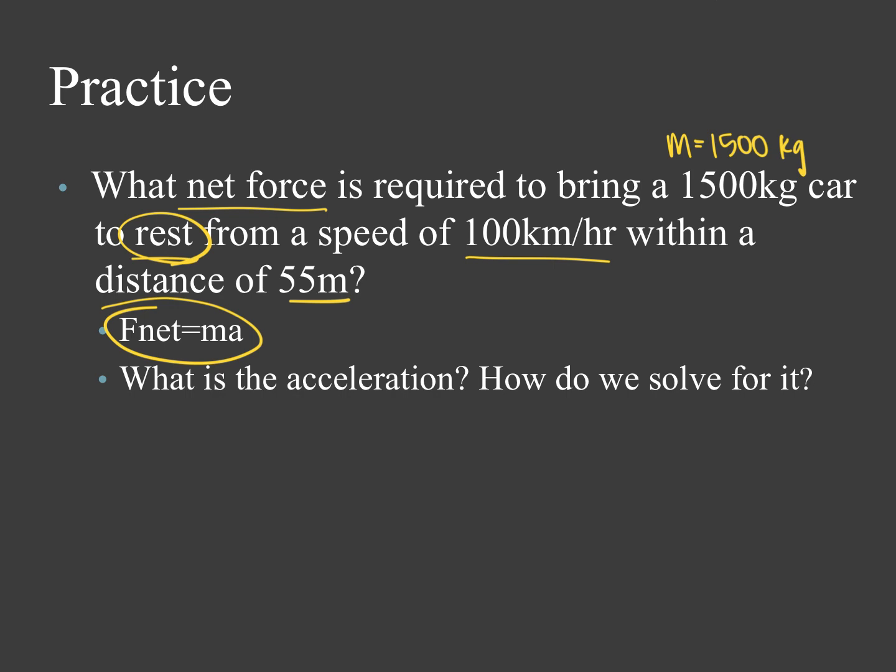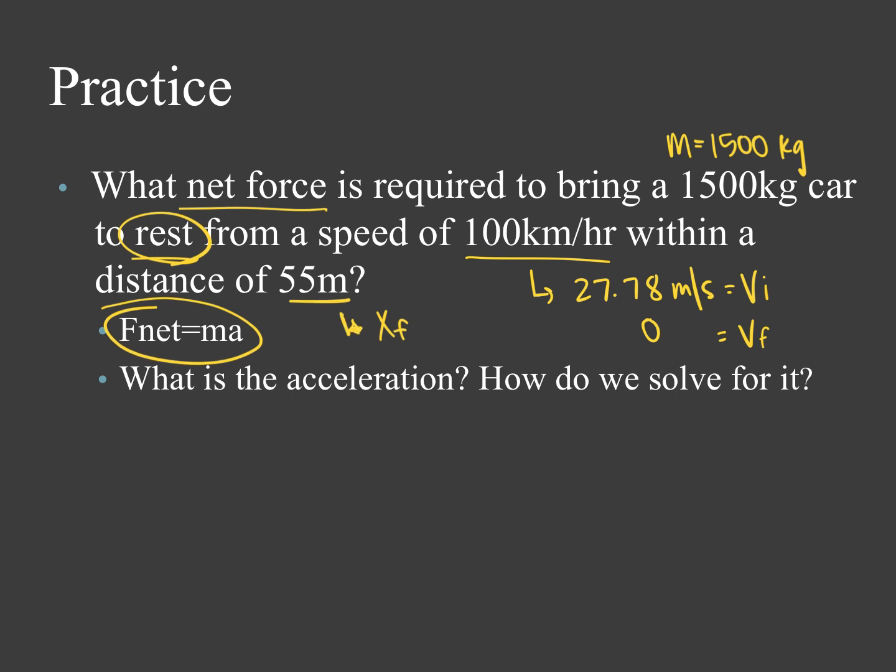Okay, so I'm going to convert my kilometers per hour to meters per second. Do you remember our shortcut there? Divide by 3.6, good. And so that gives me 27.78 meters per second. That would be my initial velocity. And my final velocity would be equal to 0, right? Because I want to bring it to rest. Okay, I was given a distance of 55 meters, which would have to be my x final.